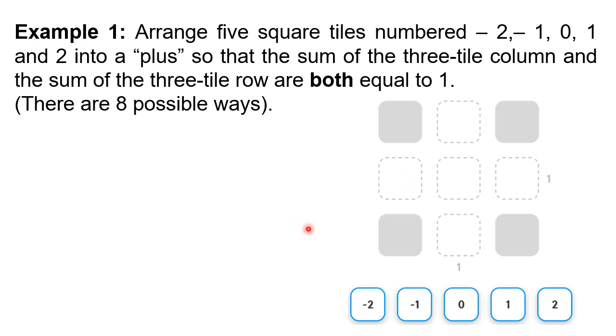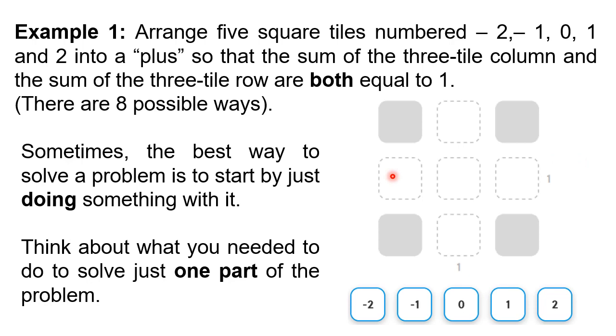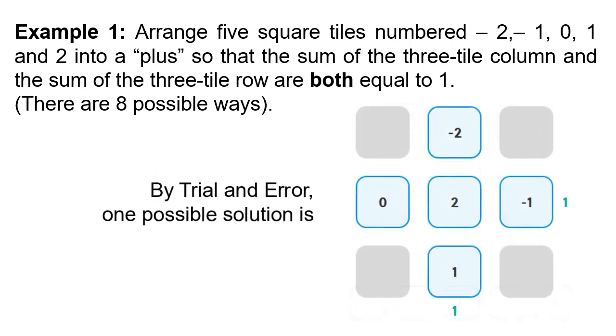There are 8 possible ways here, because you can rotate and you can flip, but we can just have a few of the possible solutions. For this kind of problem, sometimes the best way to solve it is to start by just doing something with it. You can put any number, then adjust the numbering, and if it does not satisfy the given conditions, you can just redo it. Think about what you need to do to solve just one part of the problem, then start doing it. The best way is to use the trial and error technique.